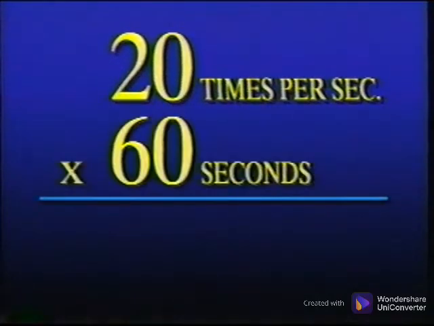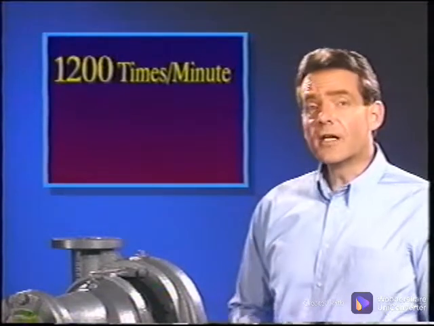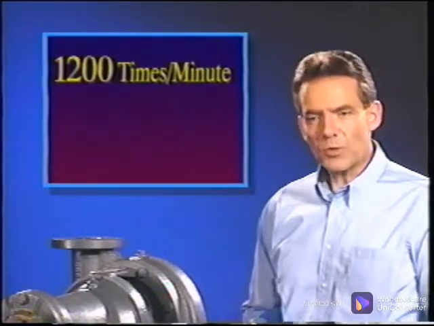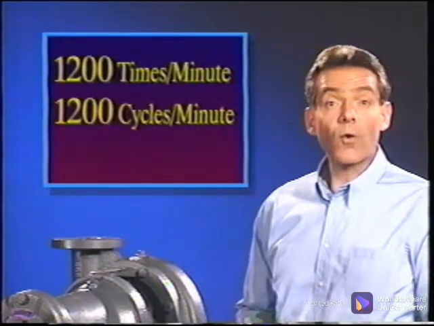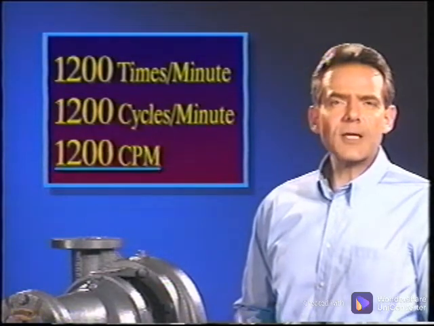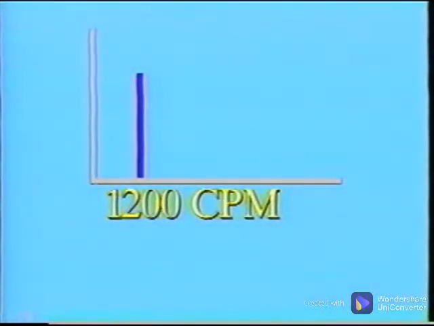Multiplying this by 60 seconds gives us the number of cycles that occur in 1 minute. In this case, we see that it is 1200. In other words, the unbalanced sine wave repeats itself 1200 times per minute, which is 1200 cycles per minute, or 1200 CPM. Of these expressions, CPM is the most common in the field of vibration. On the spectrum, we can label this frequency axis as CPM, and the peak would be at 1200 CPM.